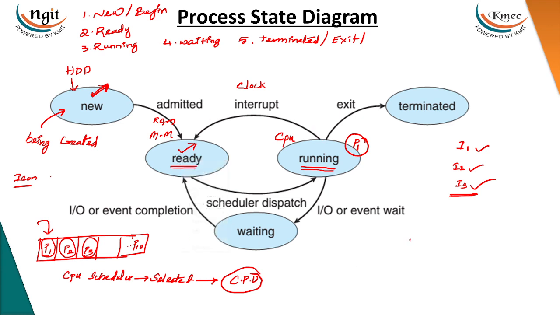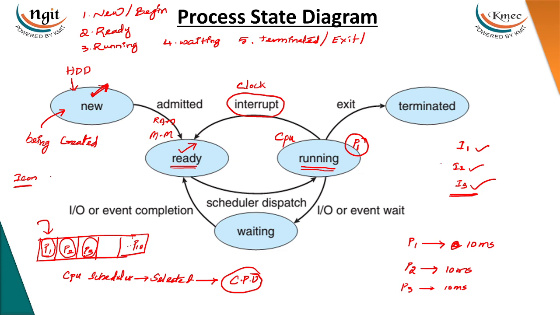For example, P1 enters the CPU and after executing for 10 milliseconds, there is a clock interrupt, and P1 has to go back to the ready queue. The next process P2 enters the CPU and executes for 10 milliseconds. Then P2 is also sent back to the ready queue, and next P3 is loaded into the CPU. So an interrupt makes the process change from running to ready.